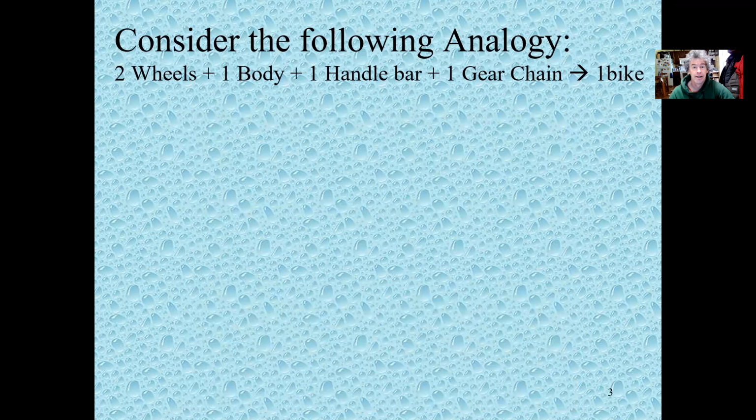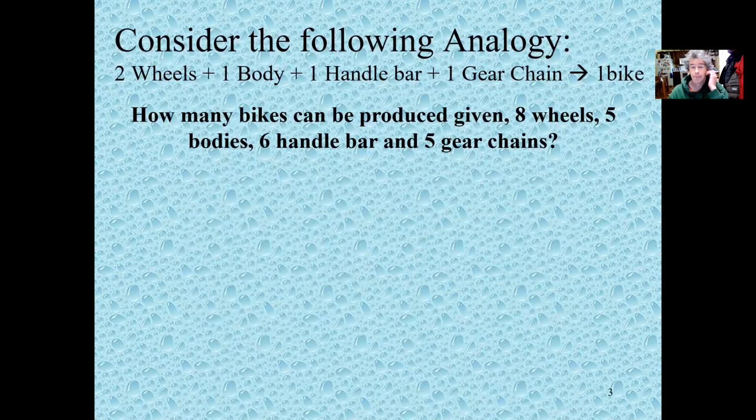So let's say you had in your garage or something, you found two wheels, a body of a bike, a handlebar, and a gear chain, okay? And you could put those together to make a bike, right? Well, what would happen if instead you looked in your garage and you had 8 wheels and 5 bodies of the bike and 6 handlebars and 5 gear chains? And you want to know, well, how many bikes can you make?